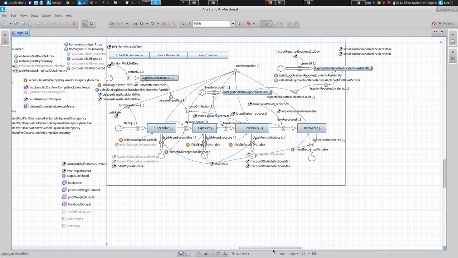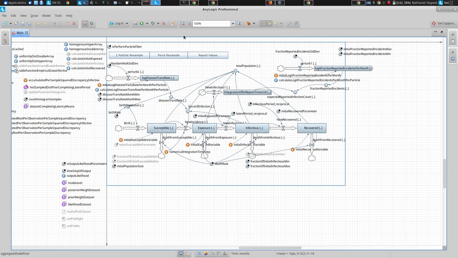So the model is one that I talk about. It's for measles, and it has susceptible, exposed, infected, and recovered stocks. So each particle posits at any one time a certain number of susceptibles, exposed, infectives, and recovereds. But each particle will also posit a certain reporting rate and a certain beta or transmission rate. Actually, it's contact and transmission rate wrapped up into one. Okay, so each particle posits each of those.